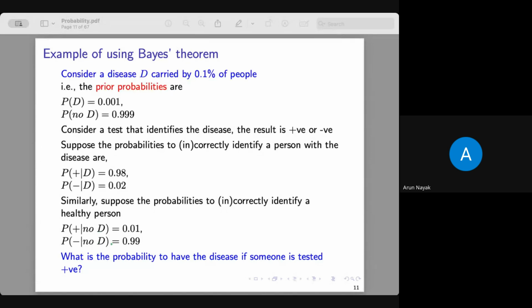Now, given this, suppose some person goes to the test, performs a test, and then gets a positive result. What is the probability that the person has the disease? Okay, so that's the question.